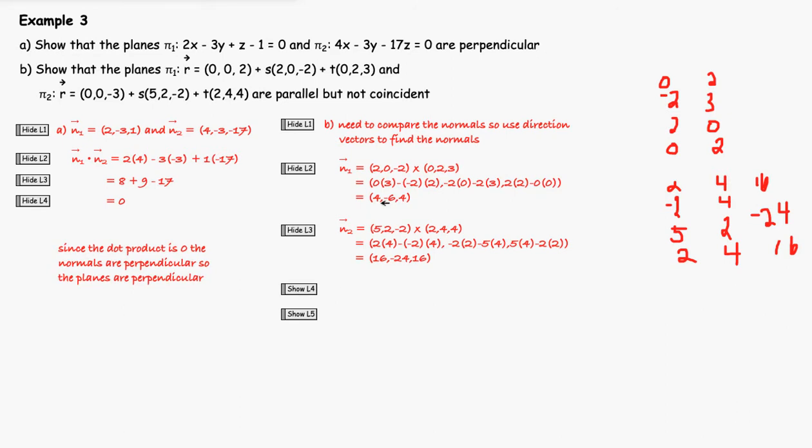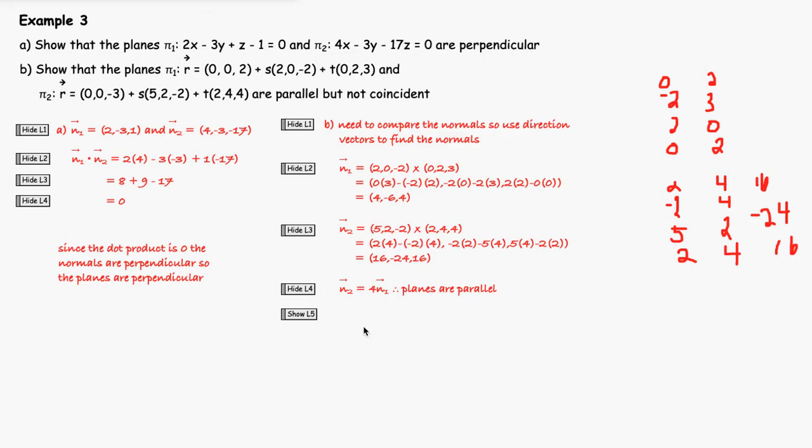I'm just going to leave them where they are right now, because I'm going to notice if I multiply normal 1 by 4, I will get normal 2. So normal 2 is 4 times normal 1. 4 times 4 is 16. Negative 6 times 4 is negative 24. 4 times 4 is 16. So we now know the planes are parallel.